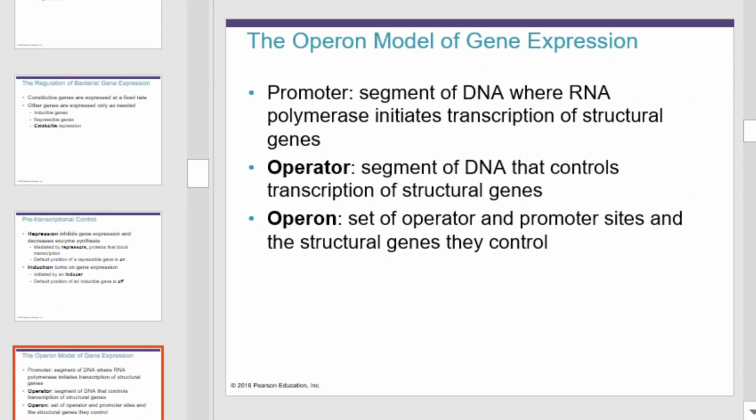The operon. The operon is made up of a promoter segment of DNA where RNA polymerase initiates the transcription of structural genes. The operator is the segment of DNA that controls the transcription of structural genes. The operon is a set of operator and promoter sites and the structural genes they control.